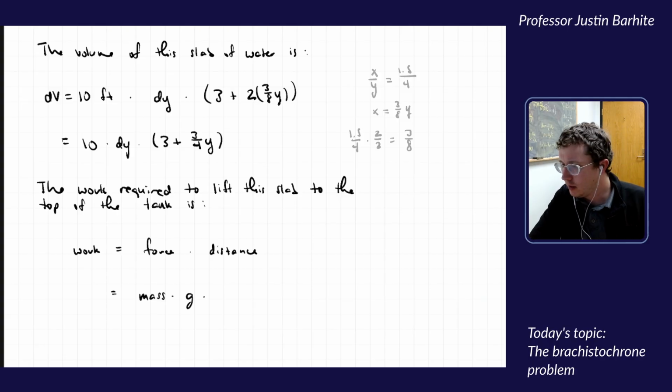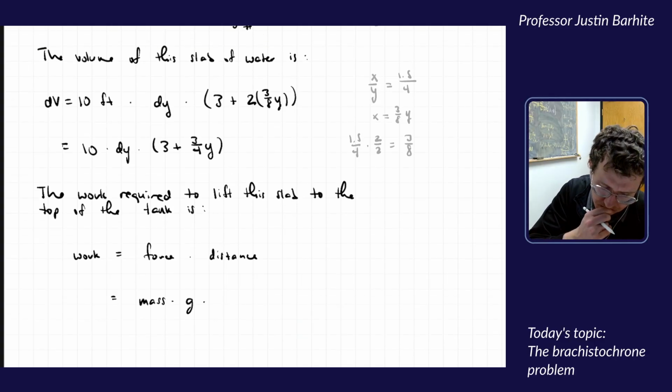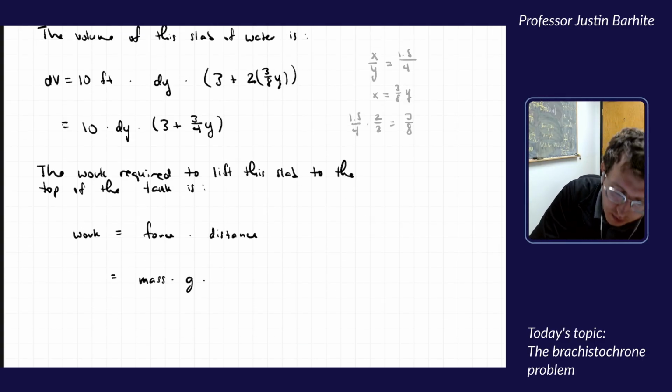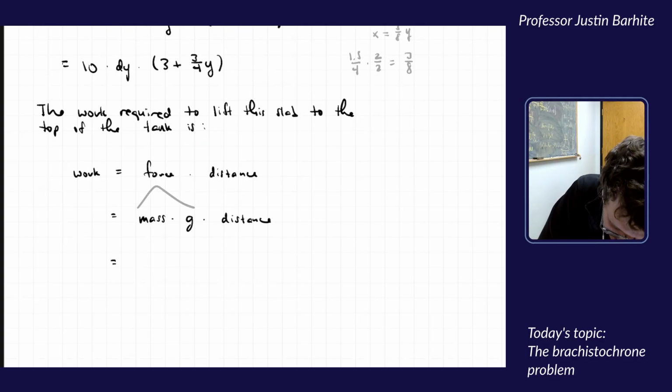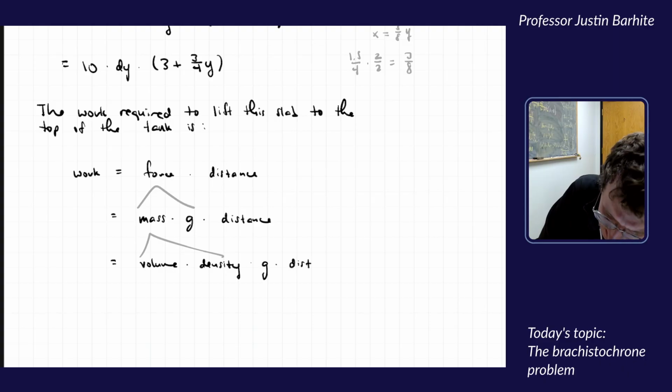So hopefully that clears up the confusion about that. If it doesn't, please let me know. I'm happy to re-explain it. So the force is mass times the gravitational constant g. And mass is volume times density. So I have volume times density times g times distance.